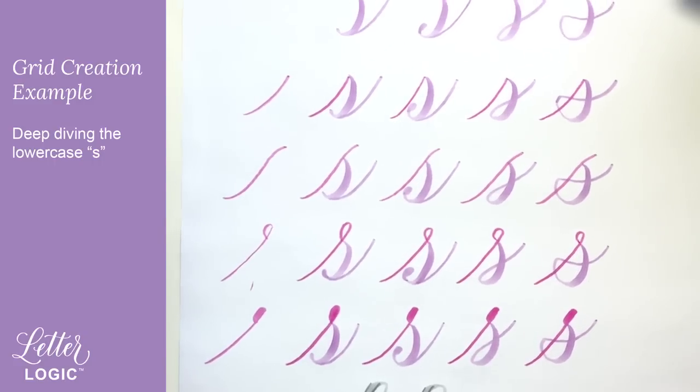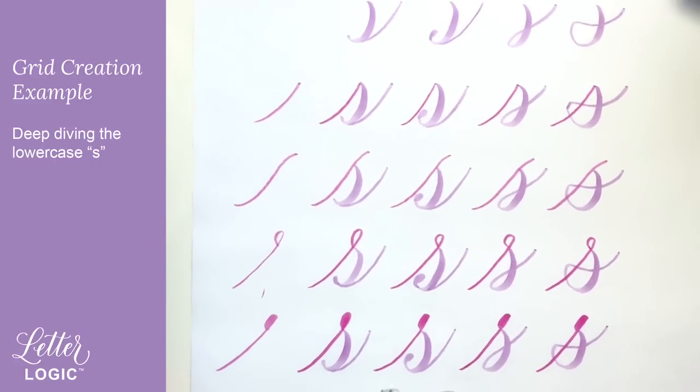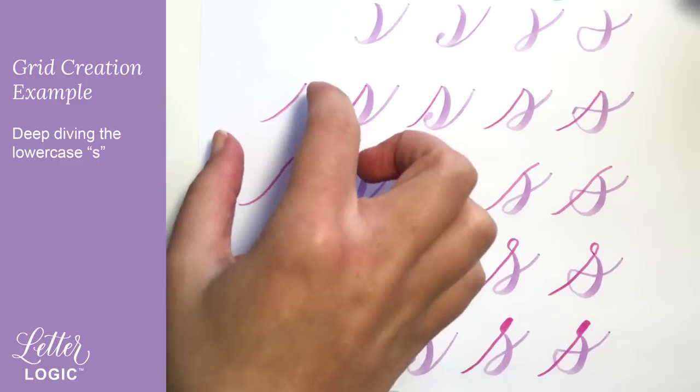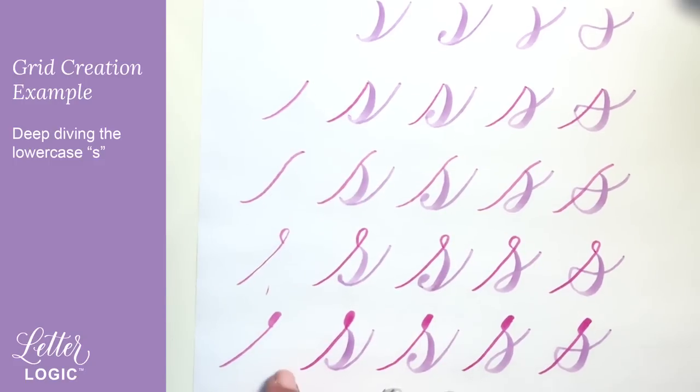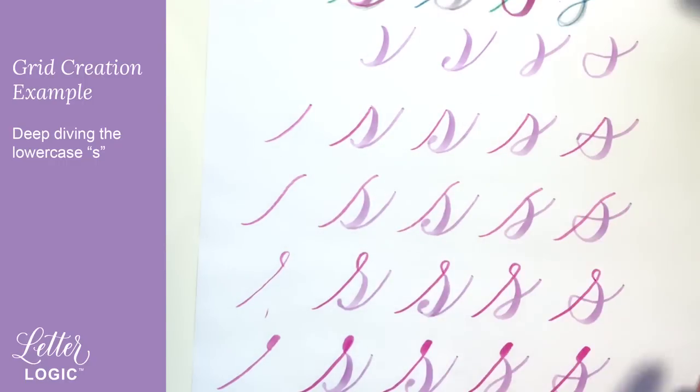Okay, so that's the deep dive on how to build this grid. We have a whole page that's create your own variations. So if you pick a letter and you want to try creating your own grid, you can go ahead and do that. But this is how every single letter was formed. We thought of all of the ways that you could start it, all of the ways you could end it, and put it together in a nice grid.